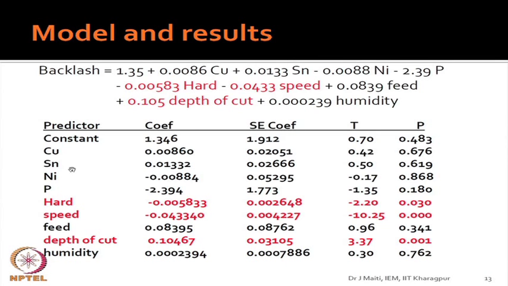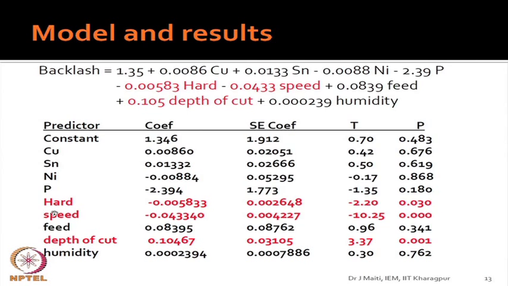Now, see this slide. You see the slide, the constant, copper, silicon, all the predictors, then these are the beta values. This is the standard error. Standard error is S e square into X transpose X inverse, the corresponding value with that matrix you have to consider. So, you see here, then T value. T value is nothing but coefficient by standard error. If you see hardness, this coefficient is minus 0.005833, and your standard error of the coefficient is so low that the T value is becoming large, minus 2.20, which says that this influence is significant at 3% probability level of significance. So, we consider this a significant contribution in terms of explaining the variability of backlash.